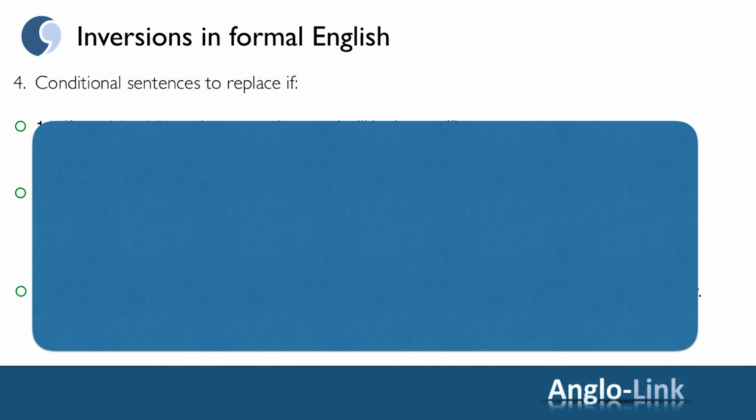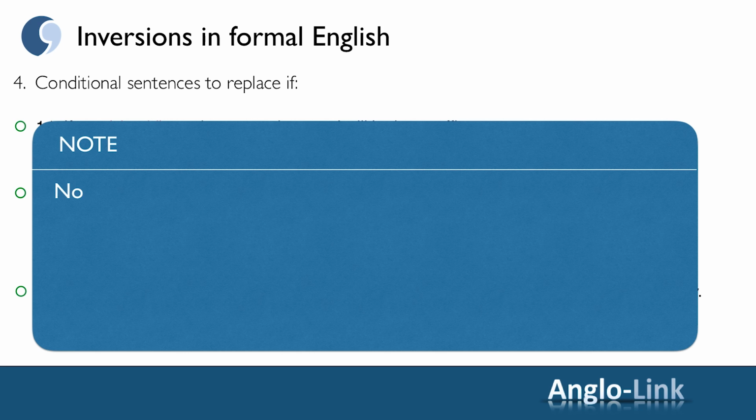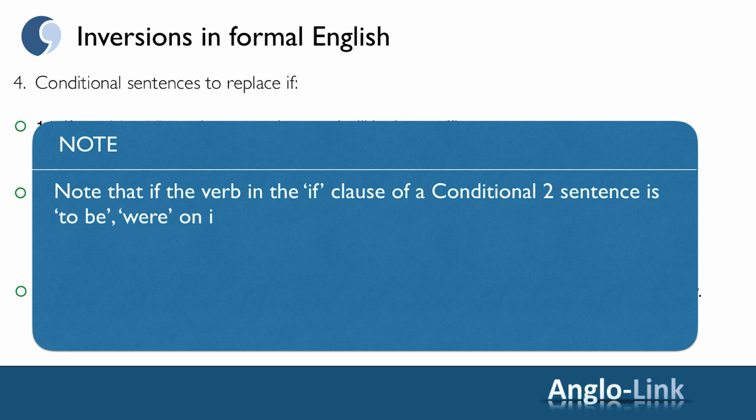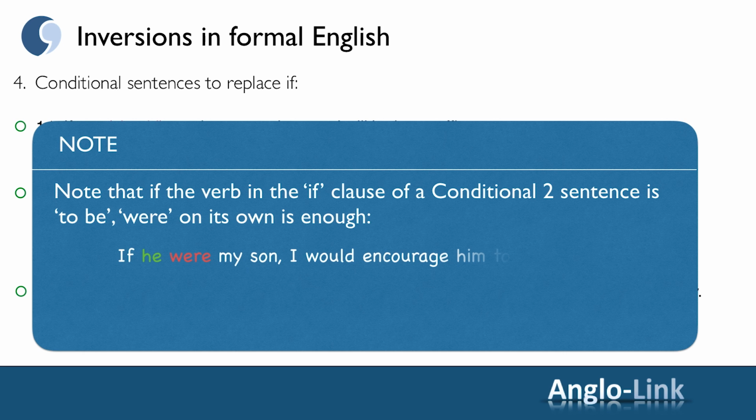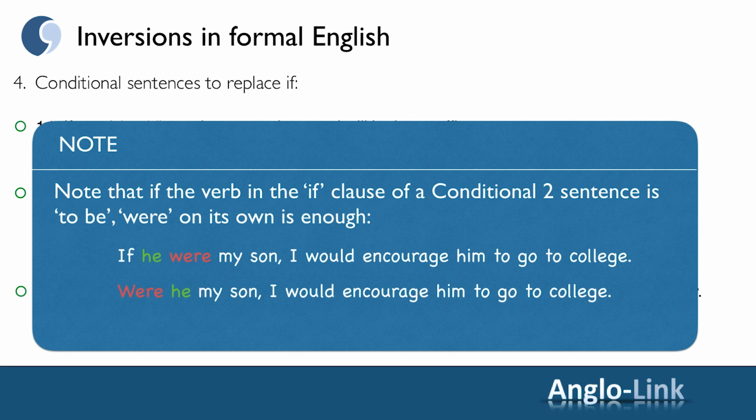Now, a small note about the second conditional. Note that if the verb in the if clause of a second conditional sentence is to be, were on its own is enough. So, for example, if the conditional sentence is, if he were my son, I would encourage him to go to college, you would simply put were at the beginning instead of if. Were he my son, I would encourage him to go to college. You don't need to say, were he to be my son, I would encourage him to go to college.